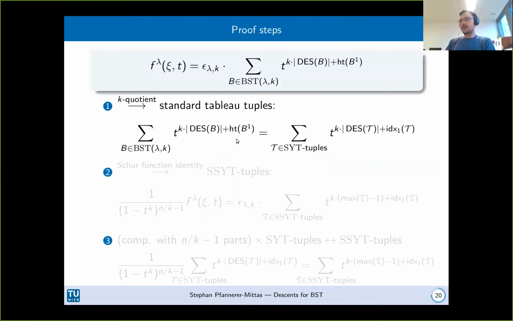So what we have done now is that we are able to use this bijection to rewrite the right-hand side. The sum over all border strip tableaux, where we have our statistic, now becomes the sum over all standard tableau tuples, where we have the number of descents, as I've shown you in this Austrian notation, plus the index where the 1 appears. Now for the left side, we go to Schur functions.